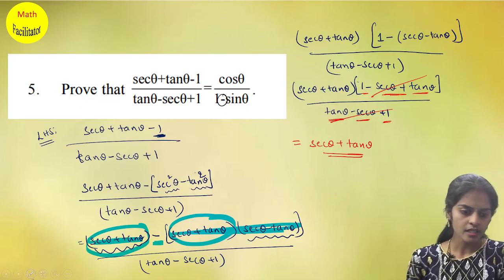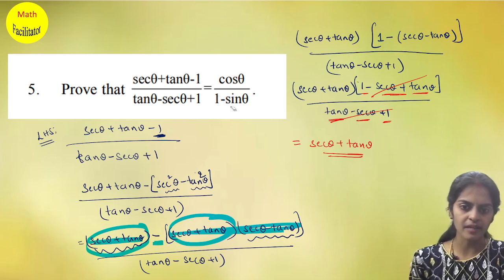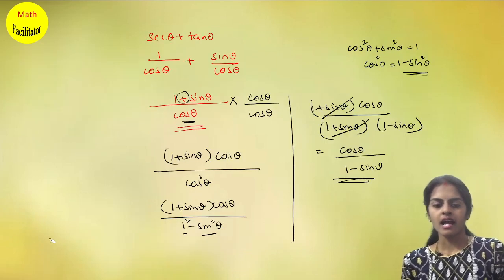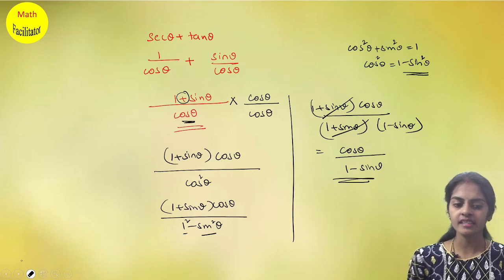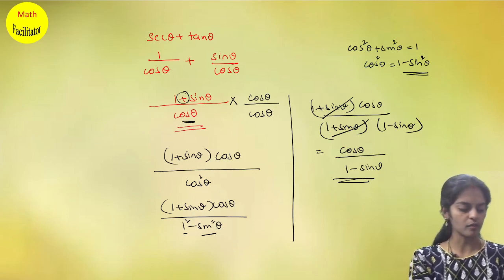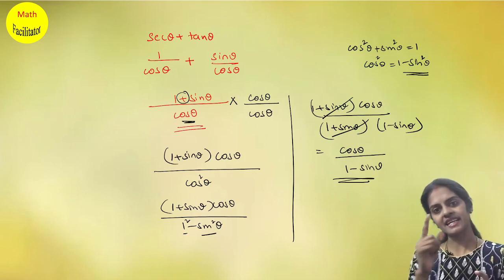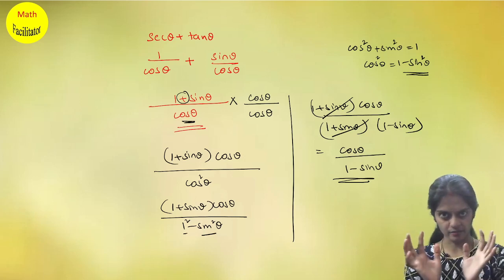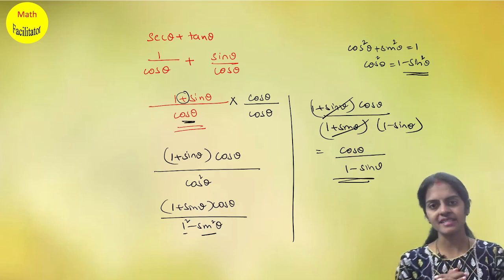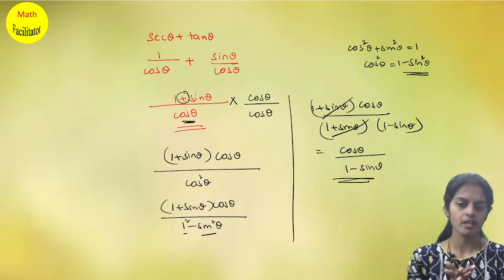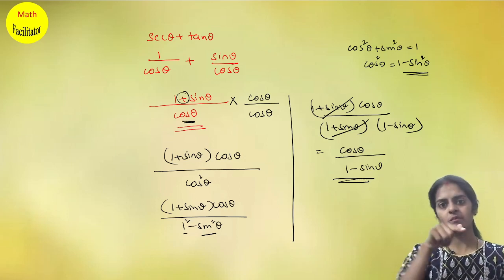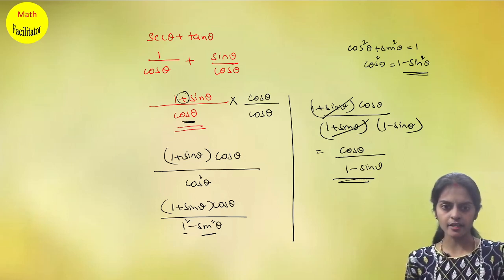Got it, people? So what logic I have applied here is, see here. I have 1 minus sine theta in the denominator and 1 plus sine theta in the numerator. So which means 1 plus sine theta in the numerator should get cancelled. From where will I cancel 1 plus sine theta? There is nothing to simplify here. So which means in the denominator also I want 1 plus sine theta. Are you able to understand?